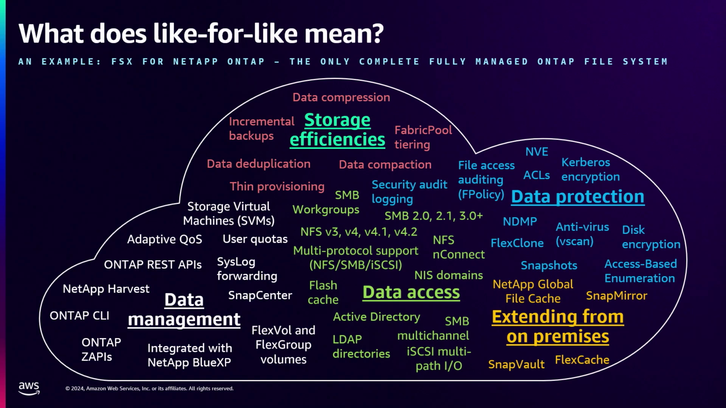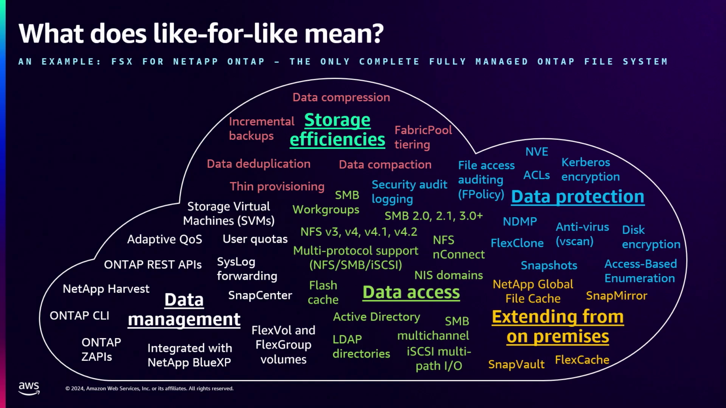You have the same data access capabilities, which means you have multi-protocol support with SMB, NFS, iSCSI, NVMe, SMB multi-channel support, and we've got the same data protection that you would expect from ONTAP, including application-consistent snapshots, being able to do quick clones and replication, as well as the ability to extend from on-premises. So if you need to burst to the cloud, leveraging FlexCache, or you need to copy it for DR purposes, you can leverage native NetApp features to be able to do that.